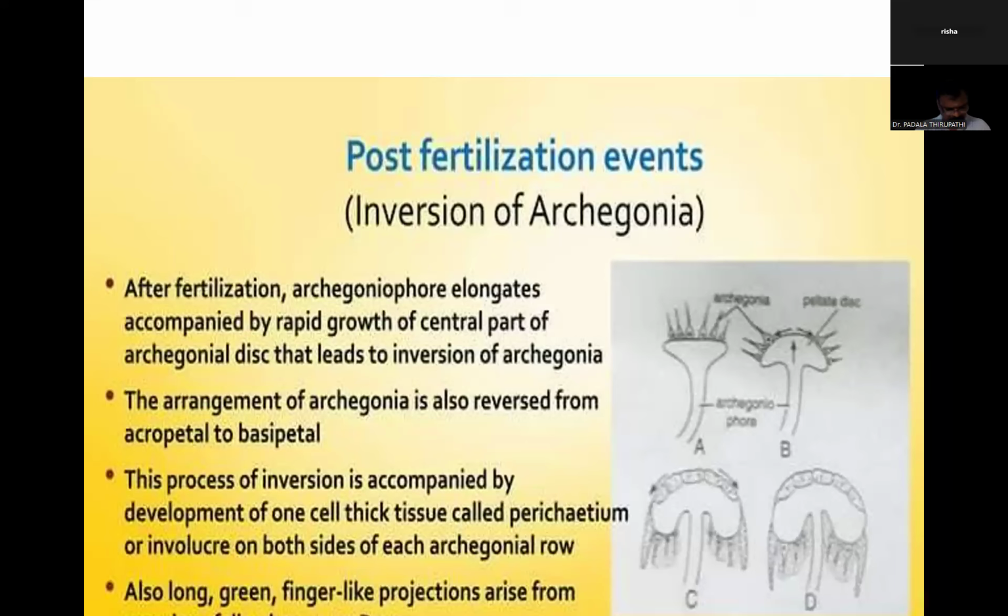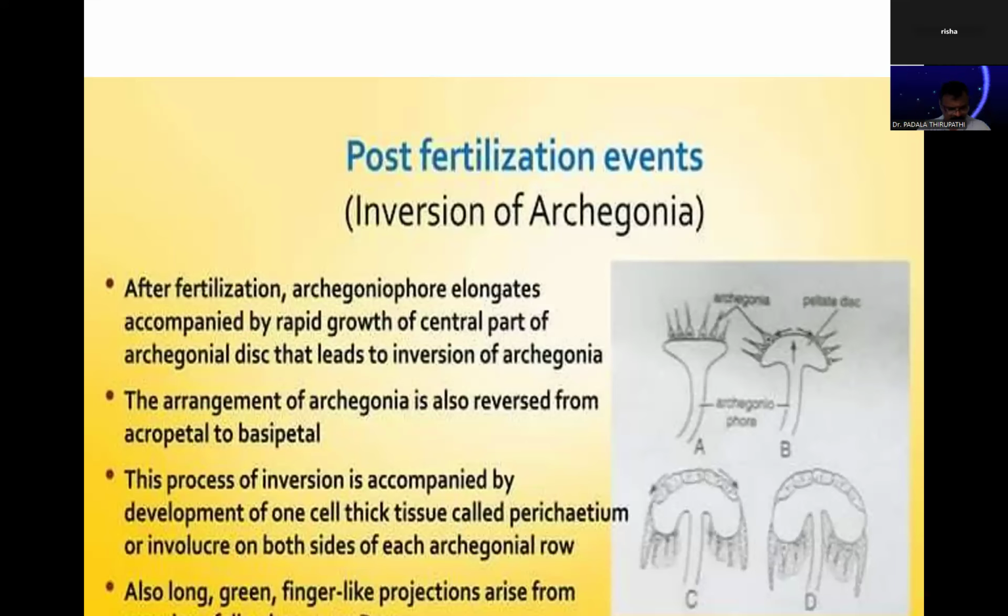The arrangement of archegonia is also reversed from acropetalous to basipetalous. Usually they are in acropetalous succession, but due to inversion, they take basipetalous succession. There is the older one at the center and the younger one toward the periphery. This process of inversion is accomplished by the development of a one-cell-thick tissue called the pericytium.